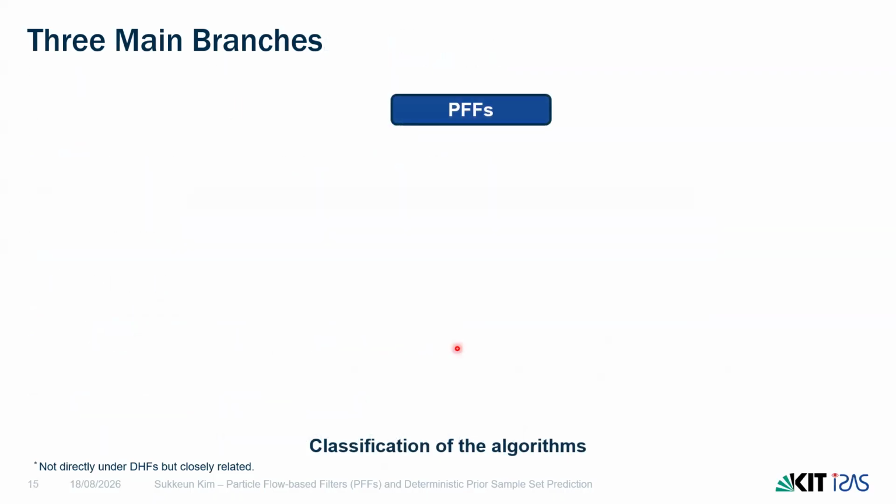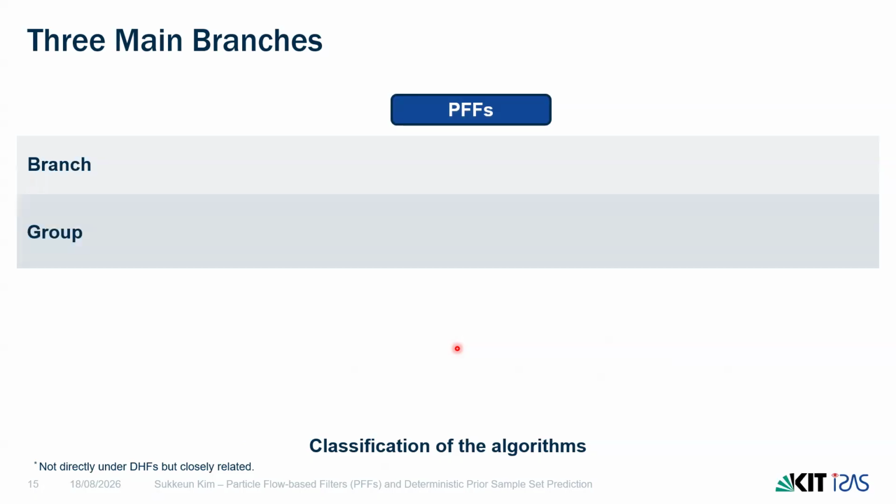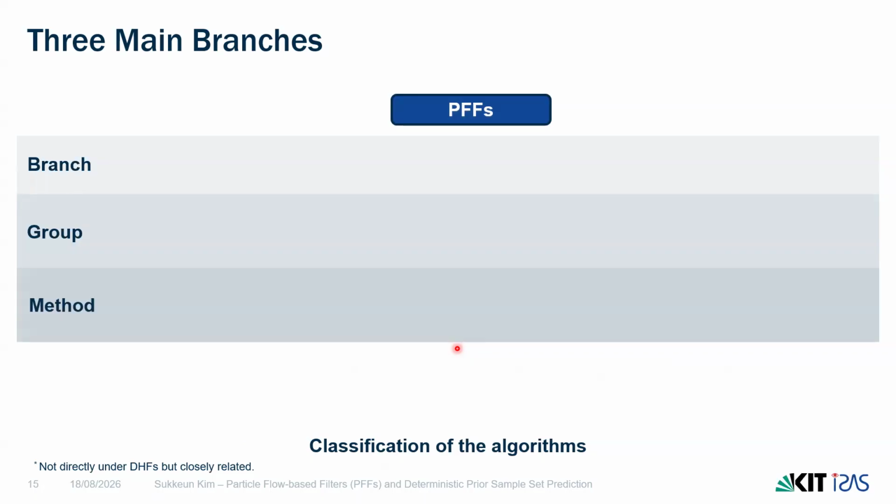And I like this figure. We have the very high-level branches of particle flow filters, and I just categorized them in a graphical way so you can understand it in more detail. The branch here means the three branches I mentioned, like PBFs, DHFs, and the particle flow filters. Groups are not really research groups, but the internal groups of these research branches. And the method itself is how they define this flow; it's not really about the algorithm itself, but more about how they define the flow.